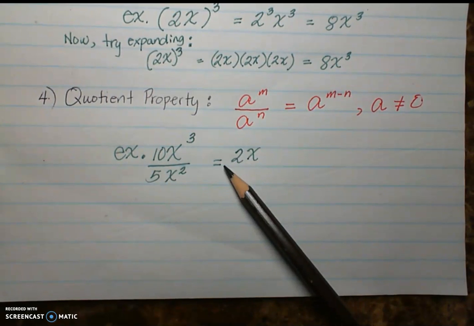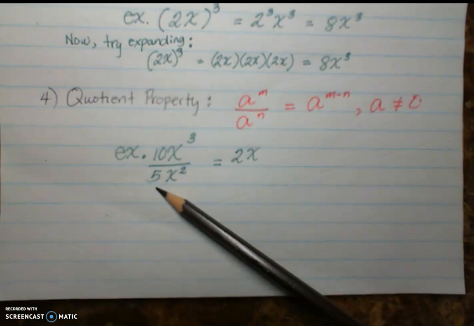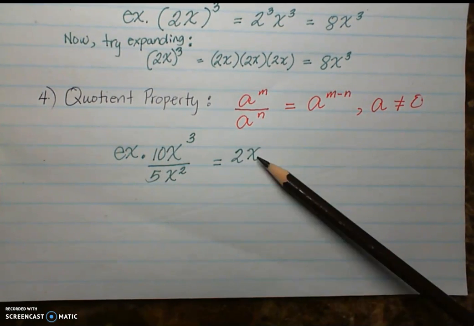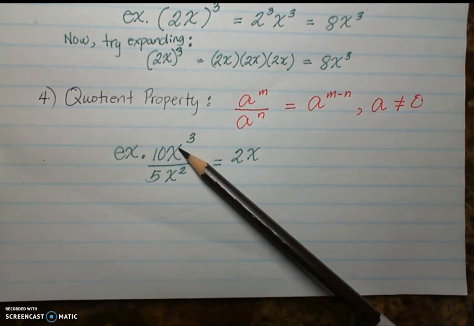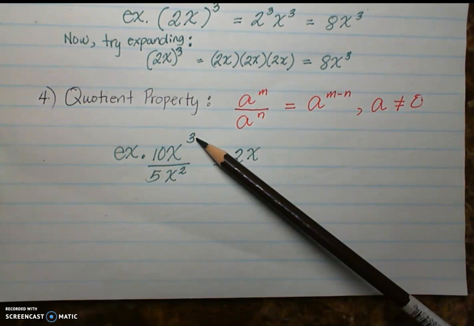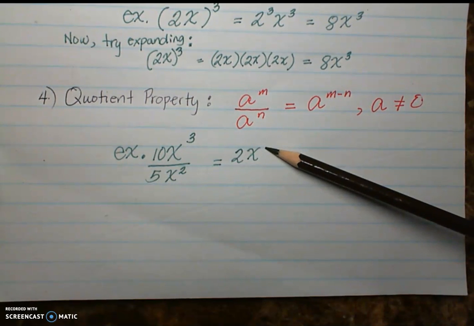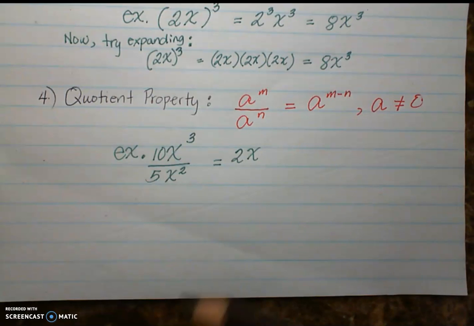So real quickly, let me explain this once again. If you have coefficients, you're going to treat the coefficients the same way. So this is 10 over 5, which is a 2, and the x's are the same bases. So you're going to copy the base, and this is going to be 3 minus 2, which will be a 1 here. I don't have to put the 1. It's understood that there is a 1 there.